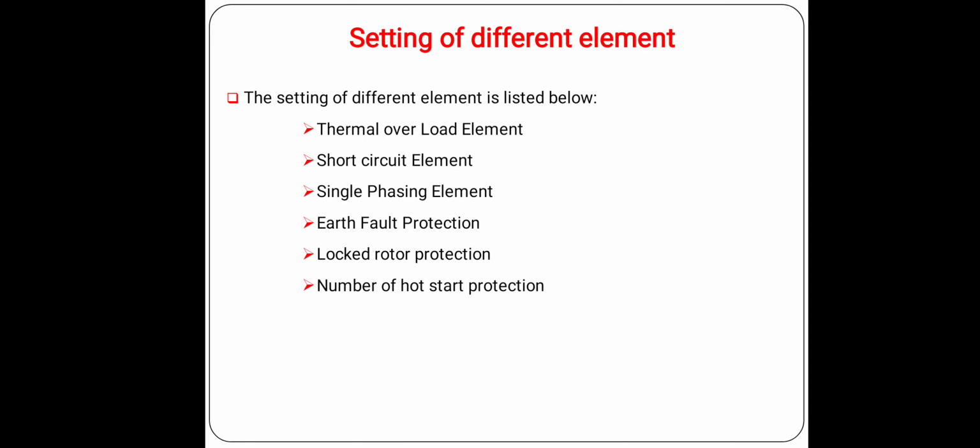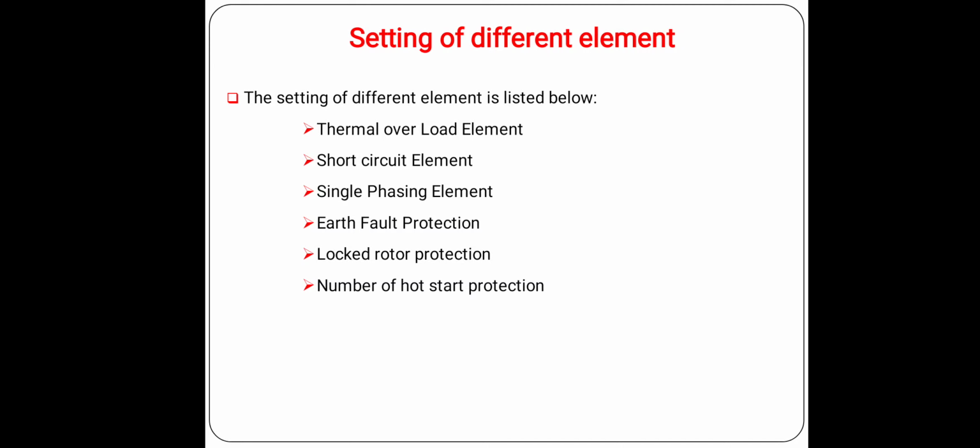Next one is the short circuit element. If we want to set the short circuit element, the range available for this element is approximately 1 to 5 times the starting current. Time delay is also available, and we normally set it at 2 times the starting current with a time delay of 0.1 second. This is the approximate value.